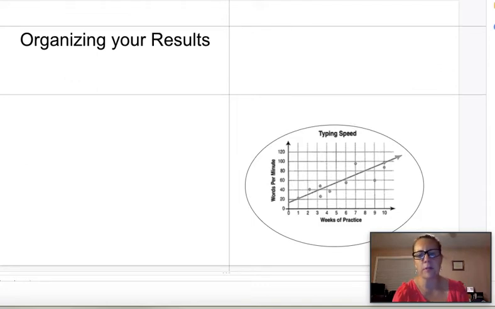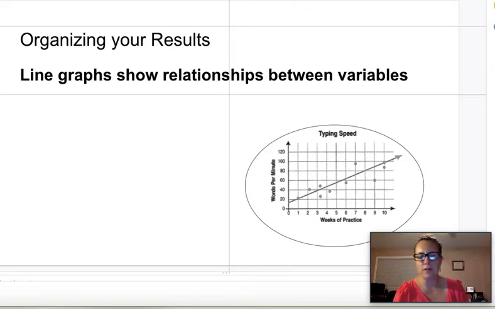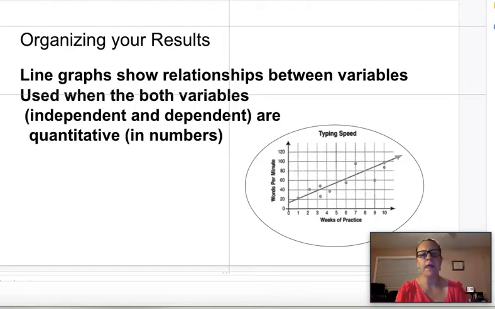So let's first start by talking about the line graph, since that's one that you're going to be drawing pretty commonly. What line graphs do is that they show relationships between variables. So if you're trying to see if one variable is changing, and you're trying to see what's happening to the other variable, you're probably going to draw a line graph. It is used when both variables, the independent and the dependent, are what we call quantitative. And quantitative means that they are data in numbers.